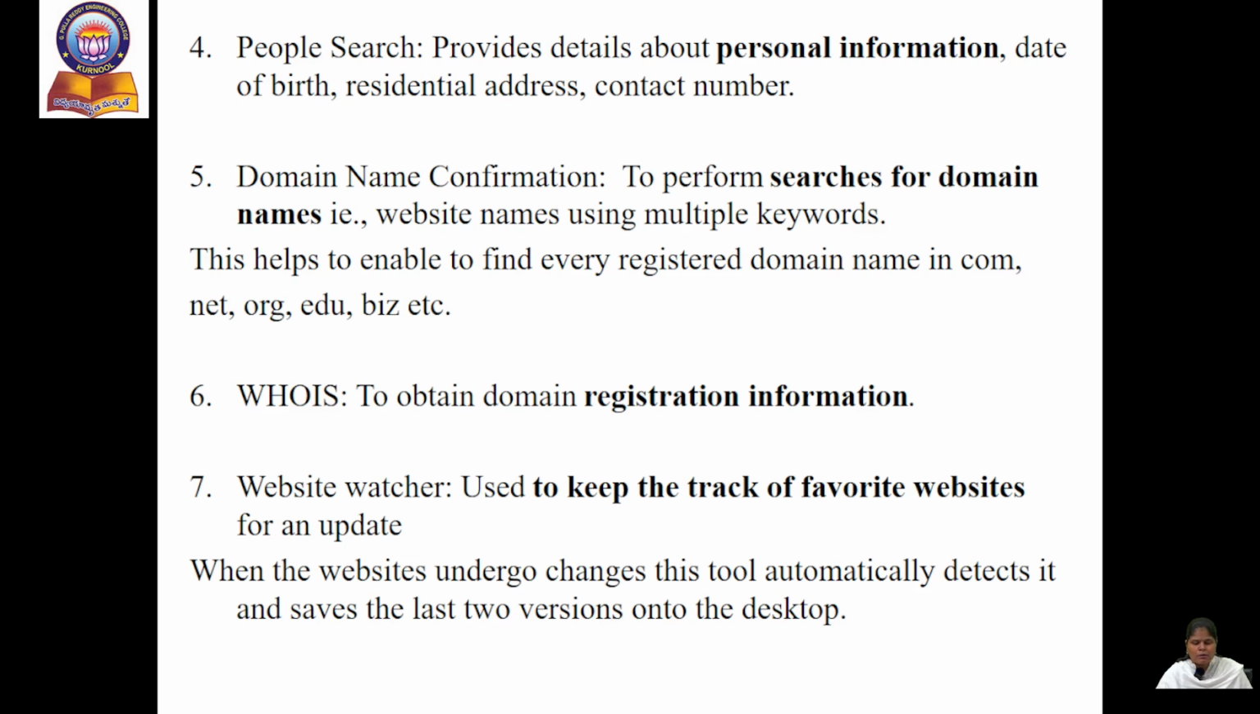Next one is people search. This is also a tool used for performing passive attacks, where the attacker gets to know the details of the particular victim. It mostly provides personal information: date of birth, residential address, contact number.